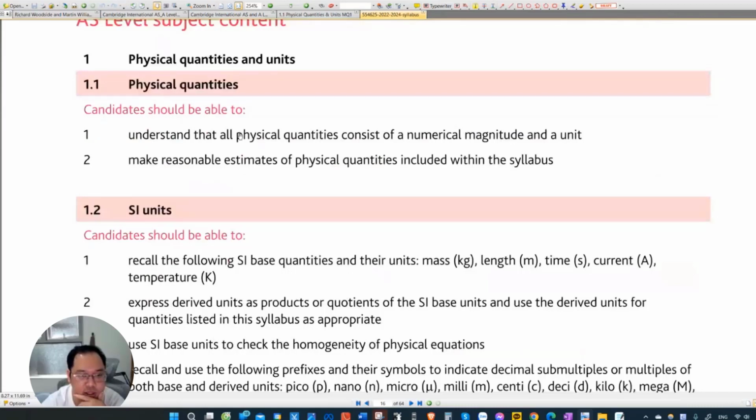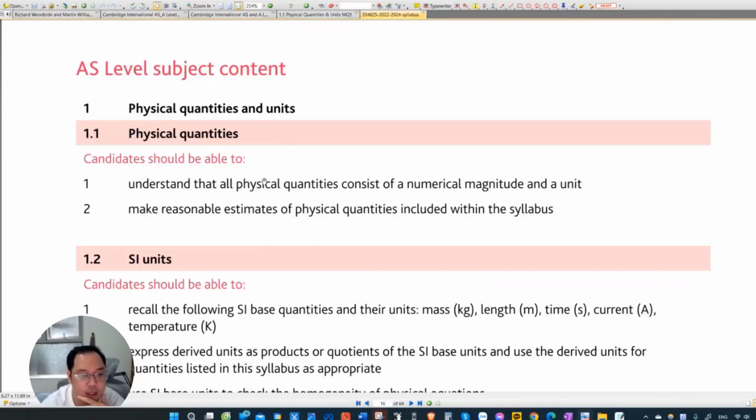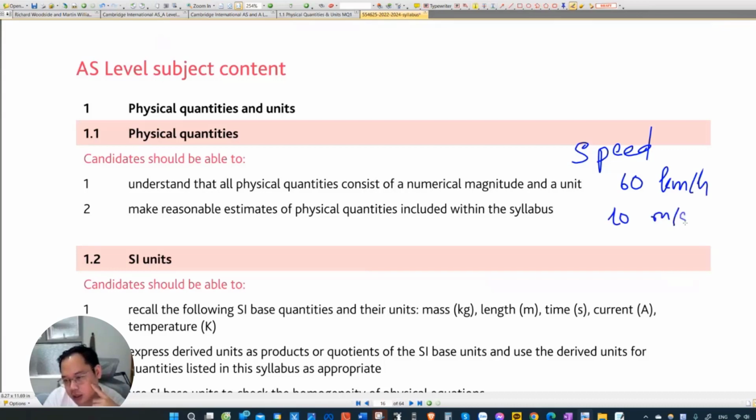Physical quantity. Okay, this is the syllabus. All physical quantities consist of a numerical magnitude and a unit. For example, the speed. For example, we are in a car moving with a speed of 60 kilometers per hour or 10 meters per second. Okay, so this is a numerical value and this is a unit.